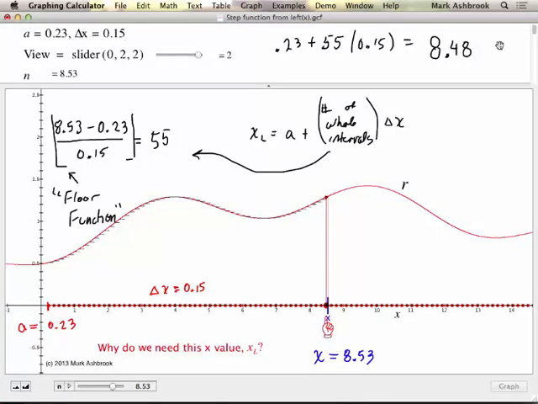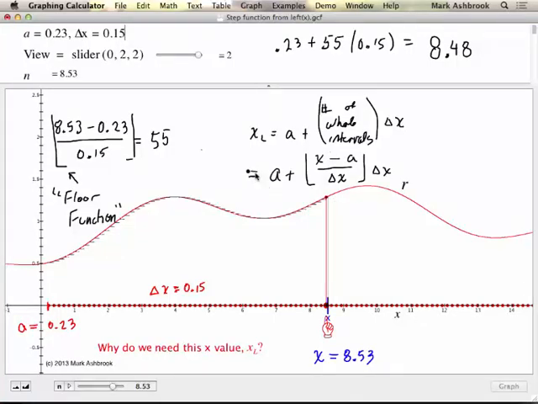So now we can write this generically, this XL equals A plus, so how do we get the number of whole intervals? We did the floor function of, what's 8.53? X. What's the 0.23? A. X minus A over delta X. We want the floor of that. What does that give us? The number of whole intervals times delta X.